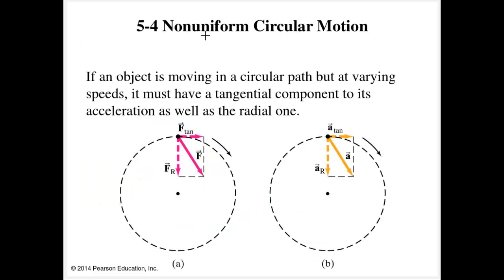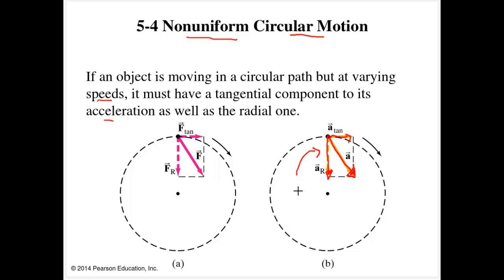The last component I want to talk about with circular motion is when an object is moving in a circular path but changing its speed. That's called non-uniform circular motion. And if you think about it, that object is not just going to have a radial acceleration towards the center of the circle, but it must have a tangential acceleration right over here. So it's going to have a net acceleration that does not point to the center of the circle.